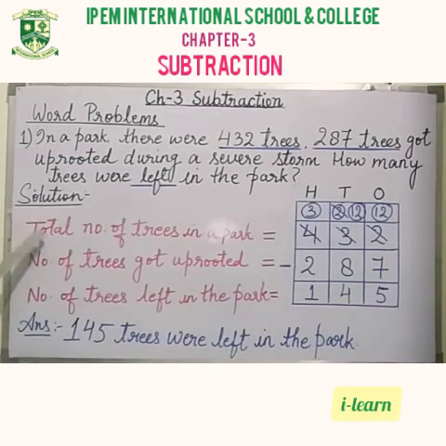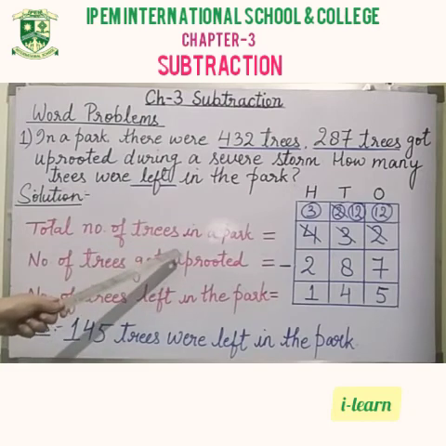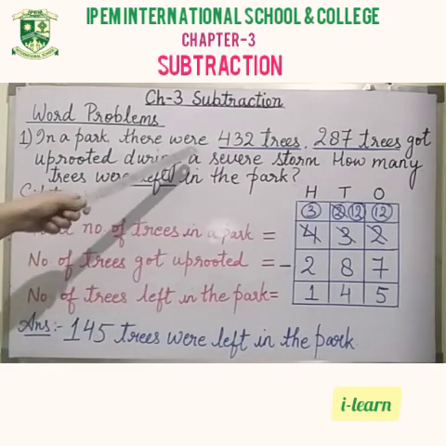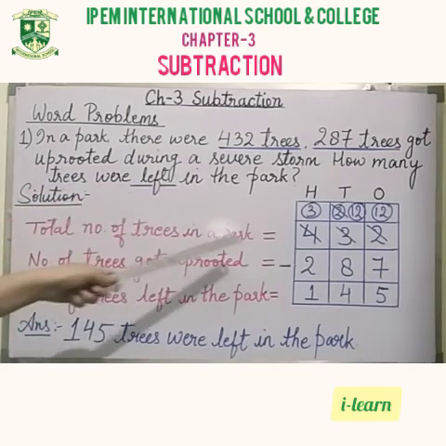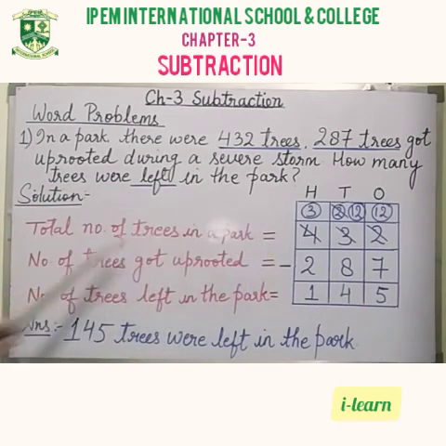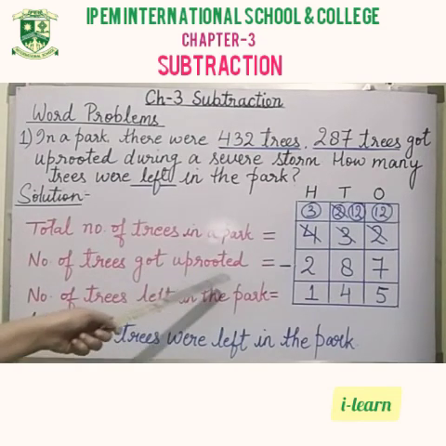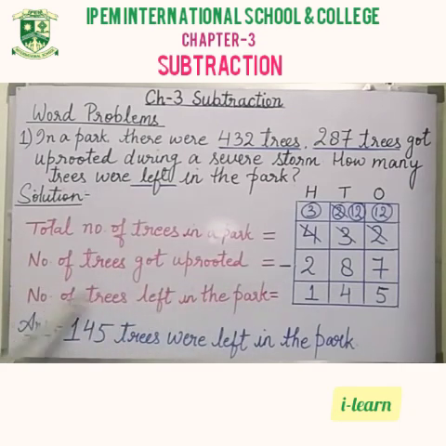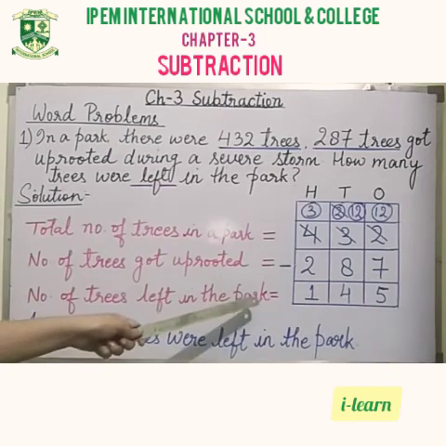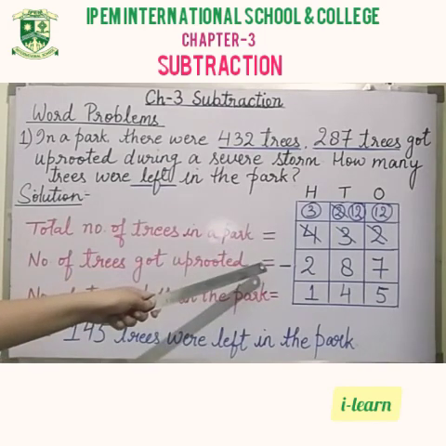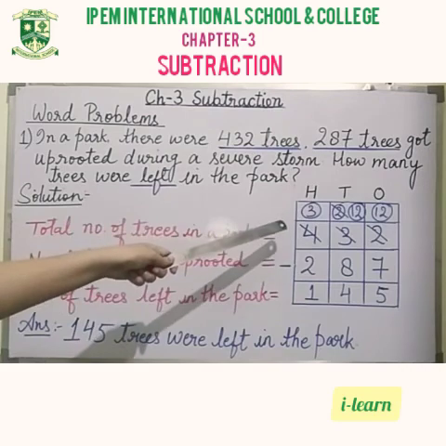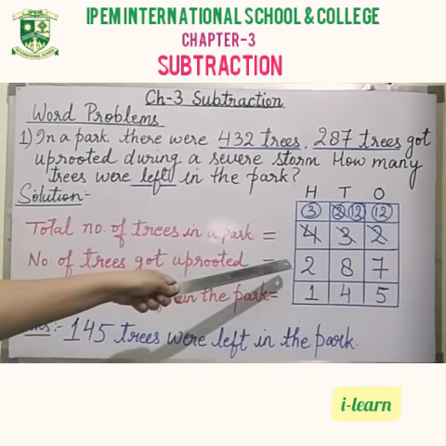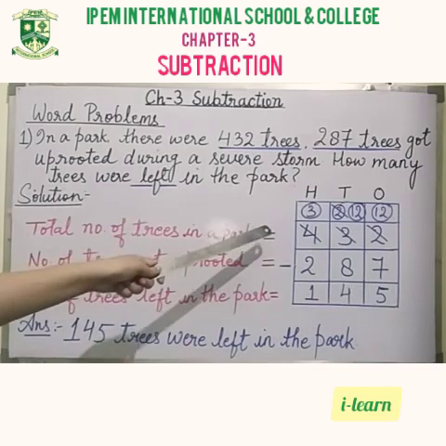See the solution. First statement is, total number of trees in a park is equal to 432. So we will arrange 432 under the columns of ones, tens and hundreds. Second statement is, number of trees uprooted is equal to 287. Number of trees left in the park. Now we have to find the difference between these two numbers. Children, you can see that I have already arranged these digits under the columns of ones, tens and hundreds.